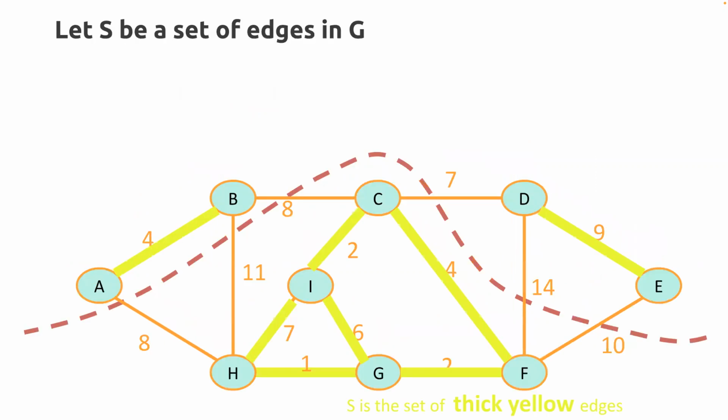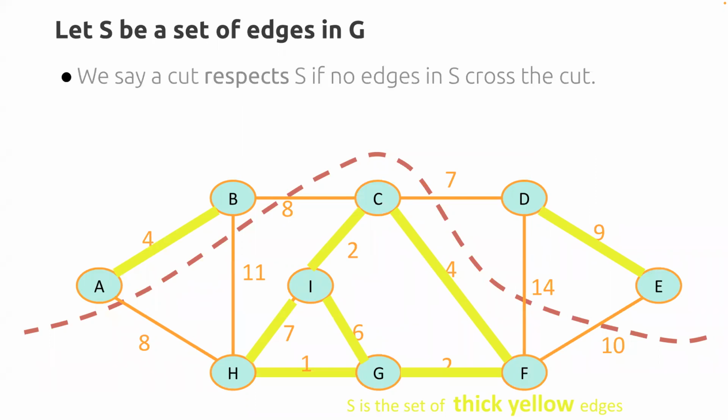Okay, so let S be a set of edges in G. So consider any set of edges. We say that the cut respects S if no edges in S cross the cut. So for any set of edges, you can ask the question, does this set respect a particular cut? And it does respect it as long as the edges don't cross the cut. Again, these are all just definitions that we're going to use for our proof.